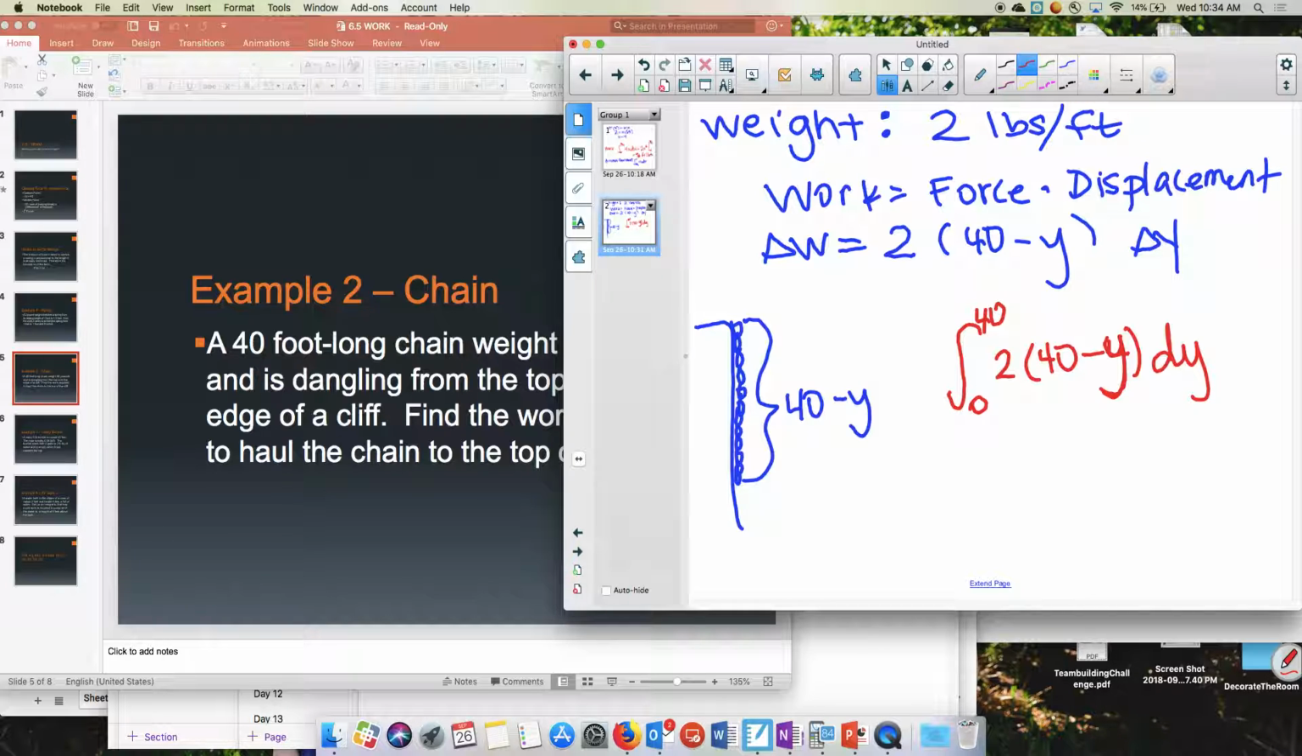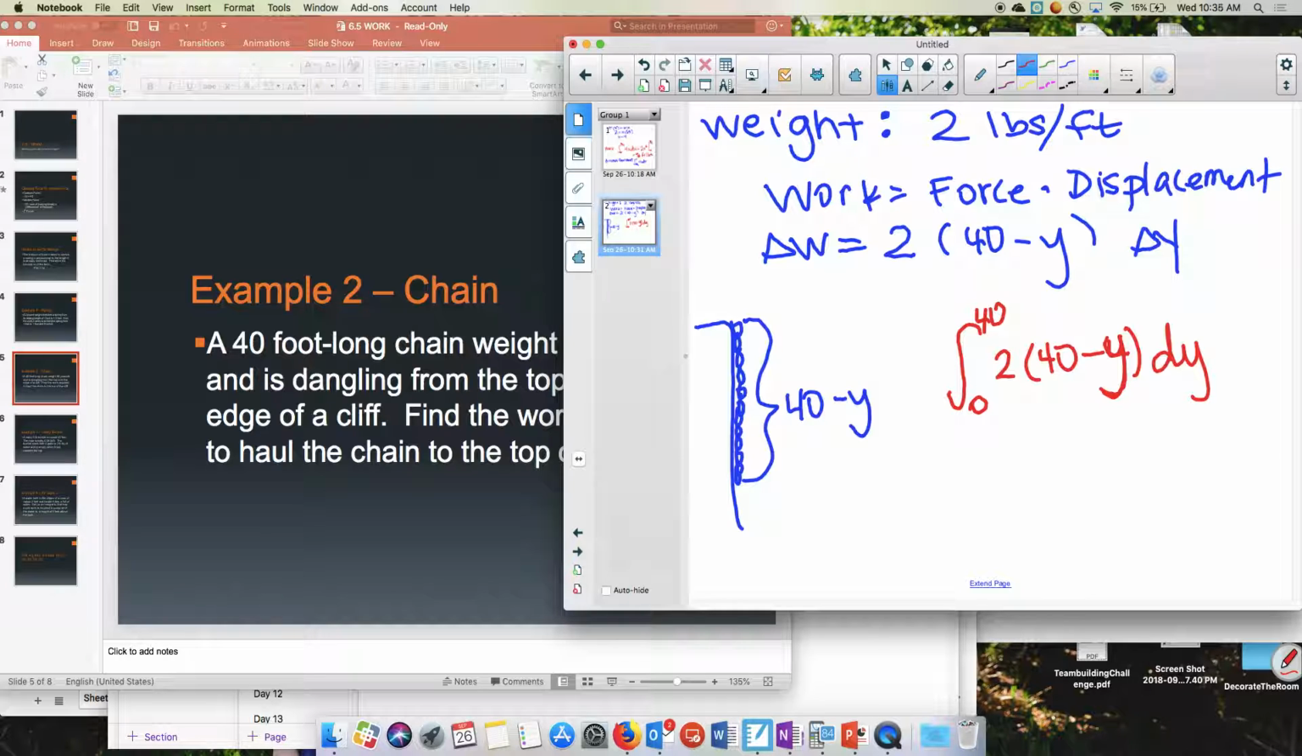The displacement I would describe as 40 minus y. And the force I would describe as 2 dy, because it's 2 pounds per foot, and then the dy, like we have to sum up where it is.